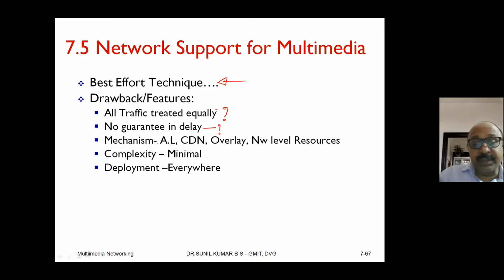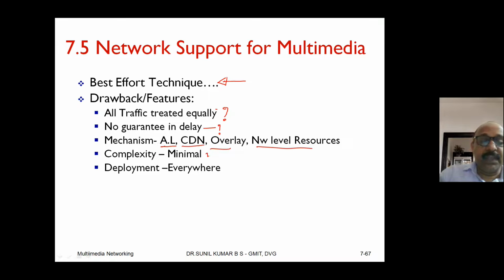Now look at the mechanisms. What we use is the application layer to provide the support for this, and of course we'll be using CDN and also overlay. I think we have already discussed these two, CDN and overlay. The network will have its own virtual connectivity, and it is called overlay. And also the network-level resources are used effectively in this.